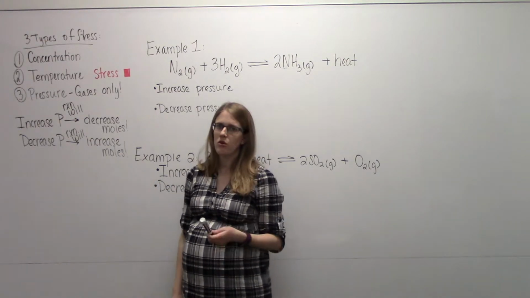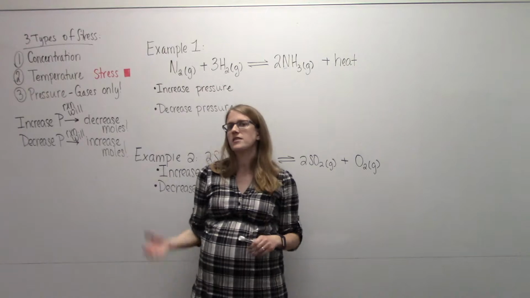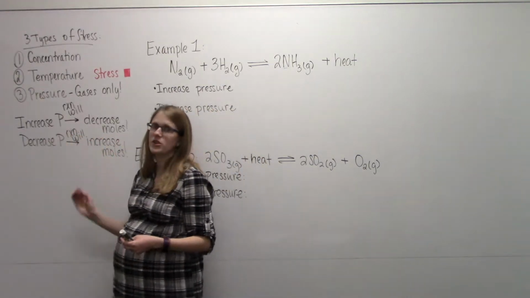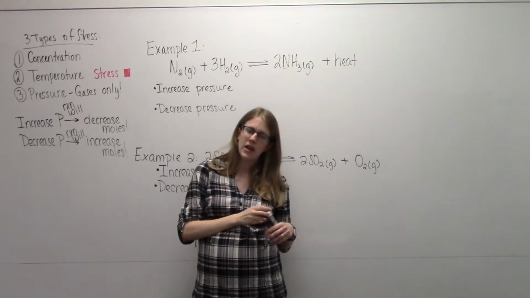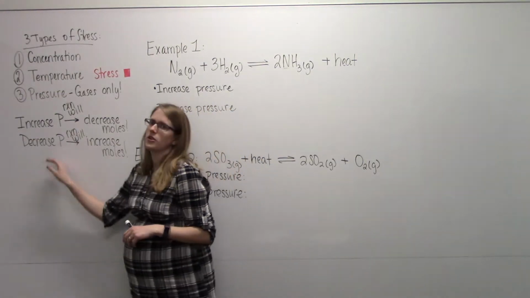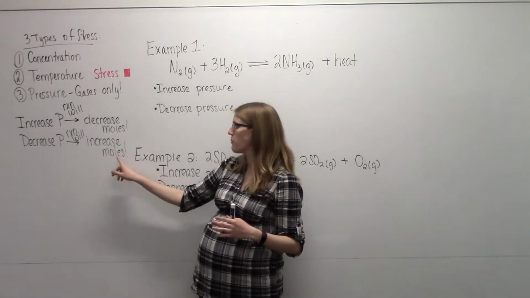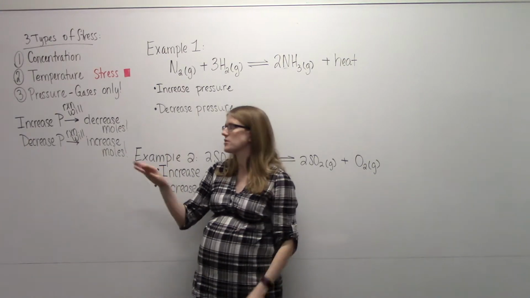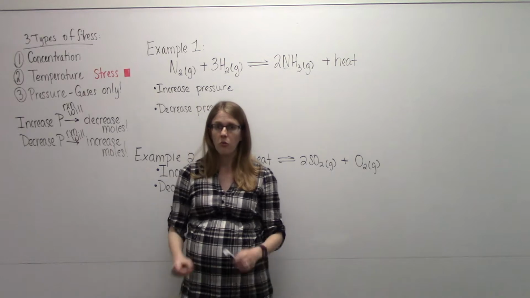So here's what you have to do. Count the moles of gas on both sides. And if you increase the pressure, it's going to shift to the side with fewer moles. If you decrease the pressure, it's going to shift to the side with more moles. So they kind of go in opposite, because it's trying to get it back to where it was.